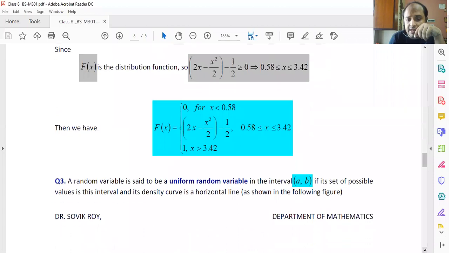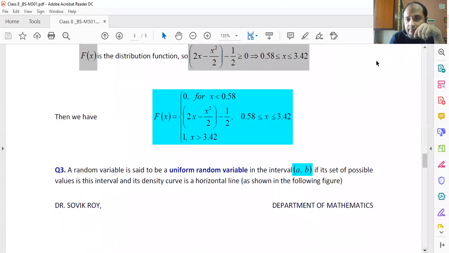Now I am going to discuss one special case of a continuous random variable, which is actually known as the uniform random variable. Now, uniform random variables are of two types. A uniform random variable can be discrete. A uniform random variable can be continuous. Let me give you an example of a uniform random variable which is discrete.